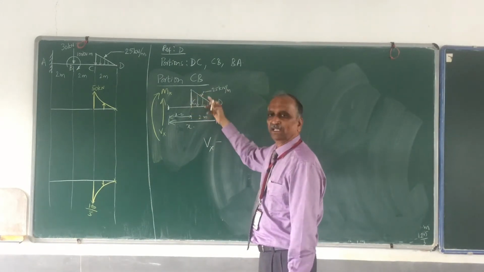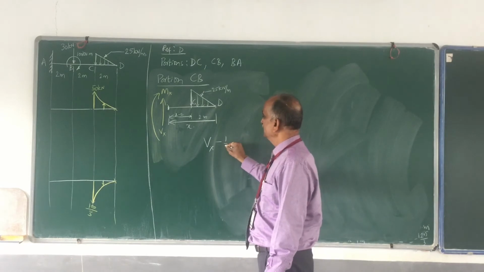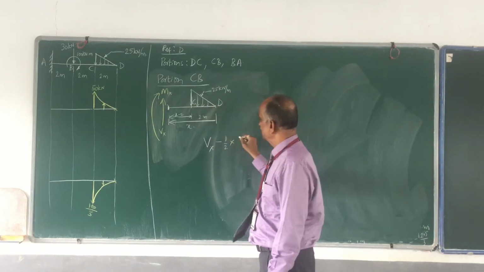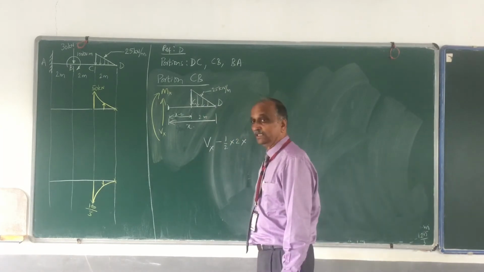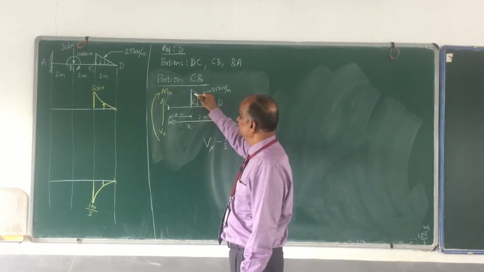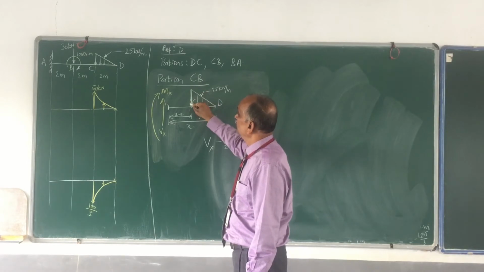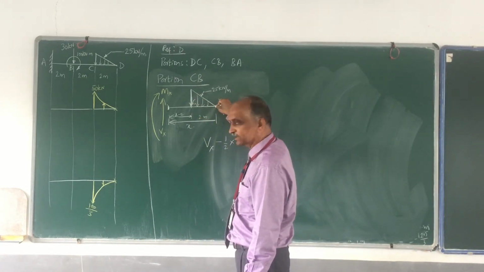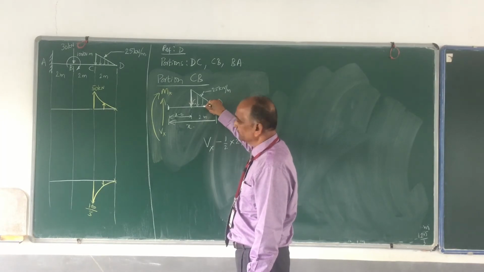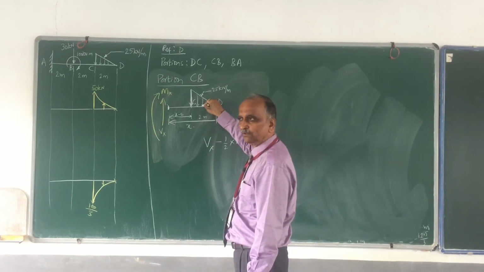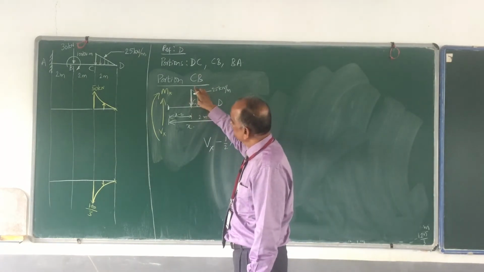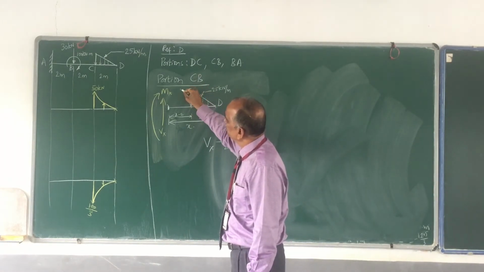And how much is the force? It is nothing but the area of the triangle, that is half into base, and the base is 2. And what is the height? Please remember what the height is. So that is this value. How much is this value? Here the load is 0. If you go 1 meter, the load is 25. If you go 1 more meter, then the load is 50. That means this load is 50 kilonewton.